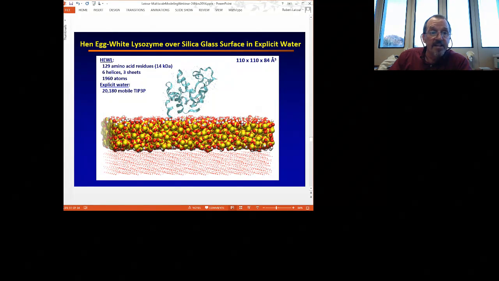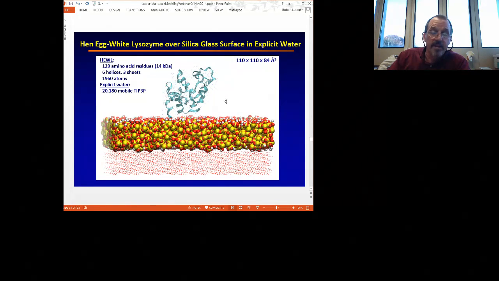These are now much larger systems where we have 20,000 water molecules and about 2,000 atoms in our protein. Now, the other part of this, then, is that we have to have experimental data that tells us if our simulation results are accurate or not. And there's very limited data out there that can be used at this level to tell us what the protein structure is on the surface, and we need this data to be able to evaluate our simulations.